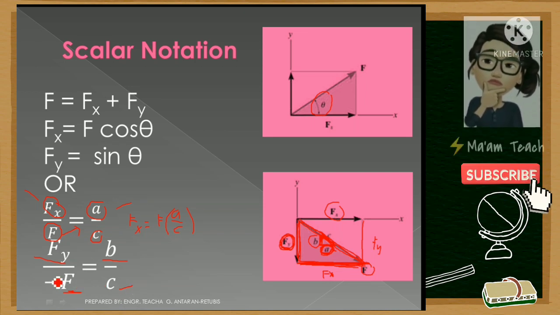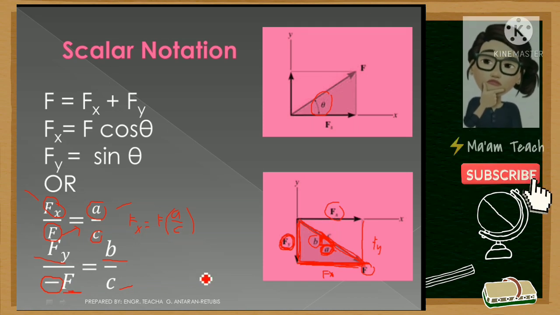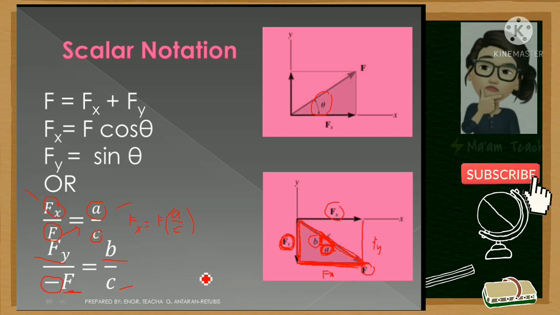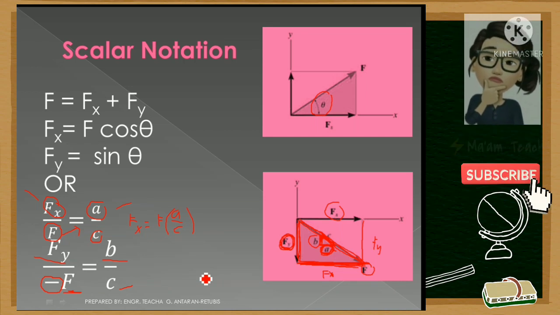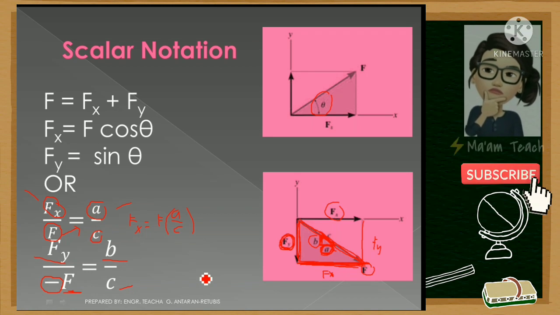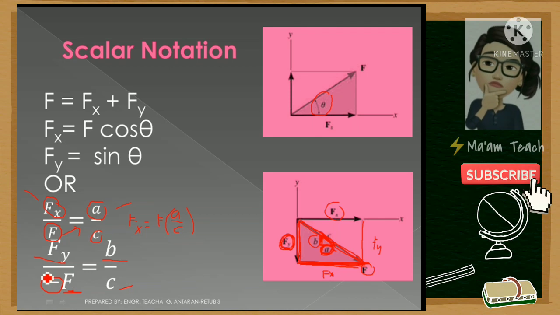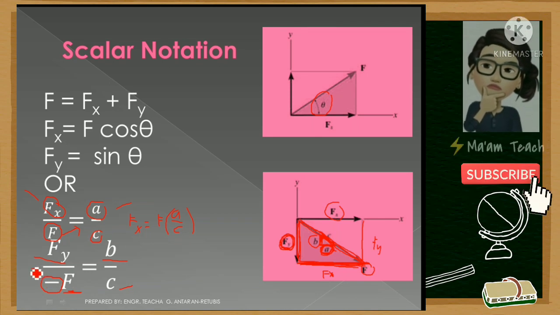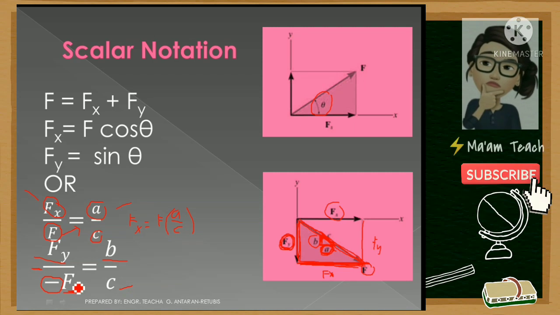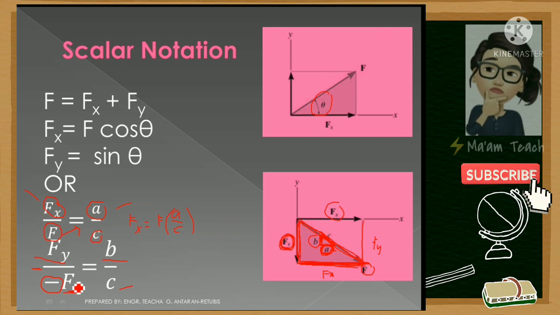Now, if you can notice, there's a negative sign here. What does the negative indicate? What do you think, class? The negative, class, indicates that our f sub y is going downwards. Actually, the negative should be here. Yeah, it should be here. The negative, class, indicates that your f sub y is downward.